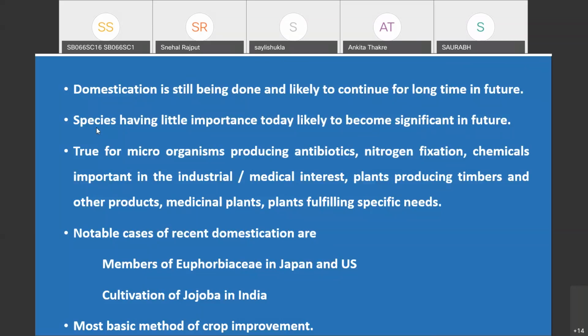Okay, remember that domestication is considered the most basic method of crop improvement. It is the most basic method of plant improvement, because all other methods like plant introduction, acclimatization, selection, hybridization, and mutation breeding are applicable only after the plant has been successfully domesticated.